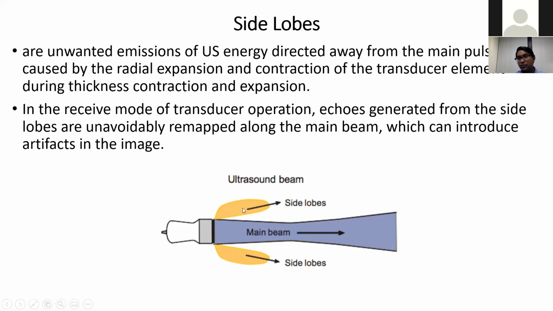These side lobes can create problems for the main beam, because if there is a very strong reflector or scatterer that is present, it can reflect these side lobes and interfere with the main beam being reflected from a less strong reflector or scatterer. So that can create artifacts in the images. And that's why side lobes are an undesirable beam property that we want to avoid.